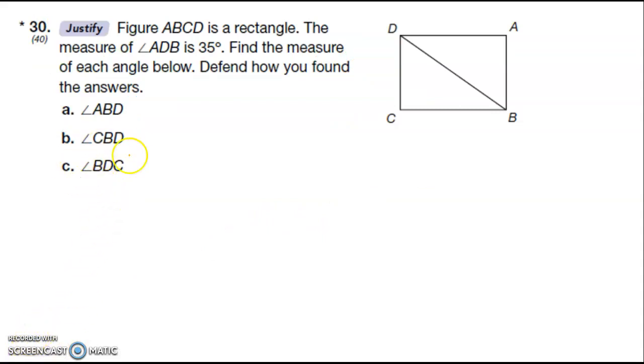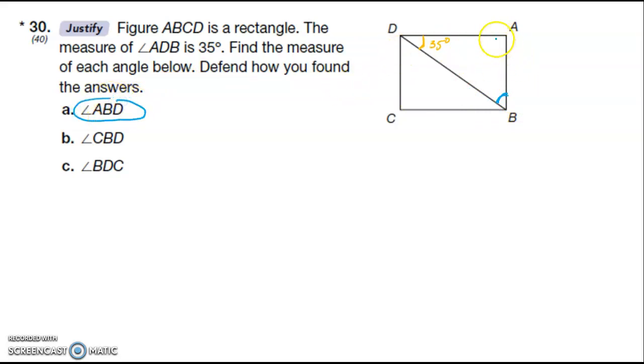All right, and this will be the last one. It says figure ABC is a rectangle, the measure of ADB is 35 degrees. Find the measure of each angle below and defend how you found it. So ABD, another color, ABD. So that's this one. So we'll make this one blue.